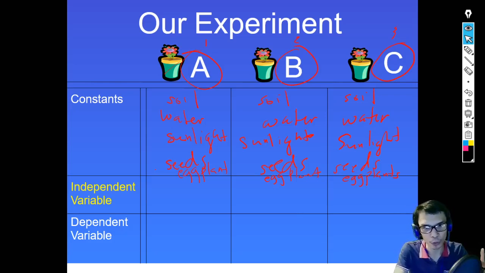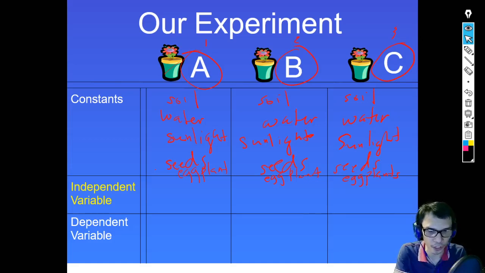You can put in the comment section what other constants I might have overlooked or missed here. All right, so next one, the independent variable. How many independent variables do we have here? Actually, if we generalize, we have only one independent variable, and that is plant food.